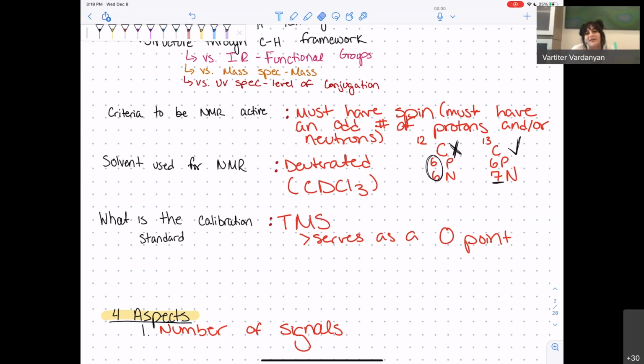As far as what solvent and calibration standard we use, the solvent is a deuterated solvent, usually CDCl3, and the calibration standard is TMS, and this serves as a 0 point. So yeah, there's not really too much to explain.